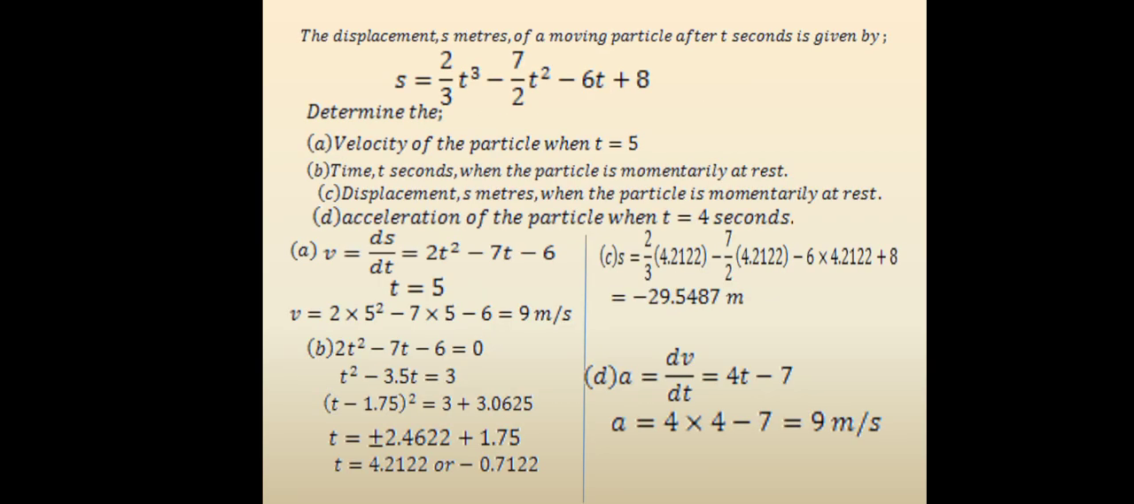The displacement s meters of a moving particle after t seconds is given by s equals 2 over 3 t cubed minus 7 over 2 t squared minus t plus 8. Determine A. The velocity of the particle when t equals 5. B. The time t seconds when the particle is momentarily at rest. C. The displacement s meters when the particle is momentarily at rest. D. The acceleration of the particle when t equals 4 seconds.